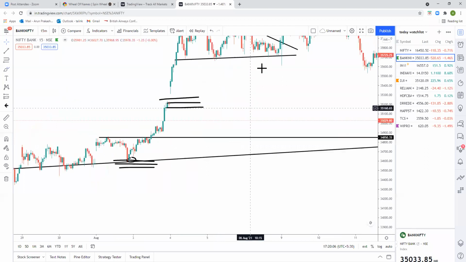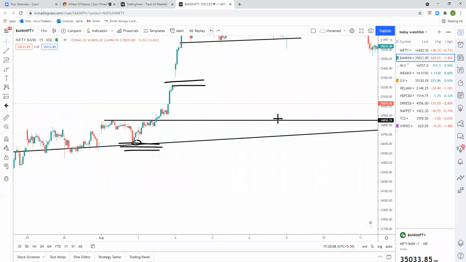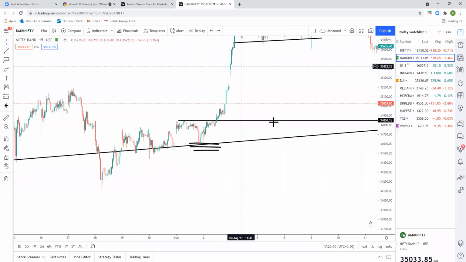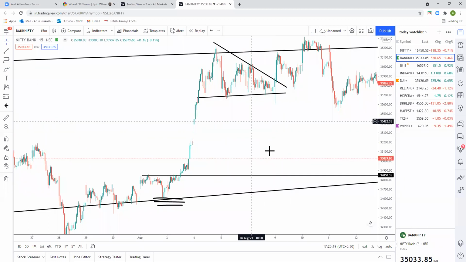Any indicator, you need to use very, very lightly. If you are a price action trader, I don't think you need anything more than the trend lines or support and resistance lines. Even if you're using something, I'll be using it only for 10% additional confidence. That's it.